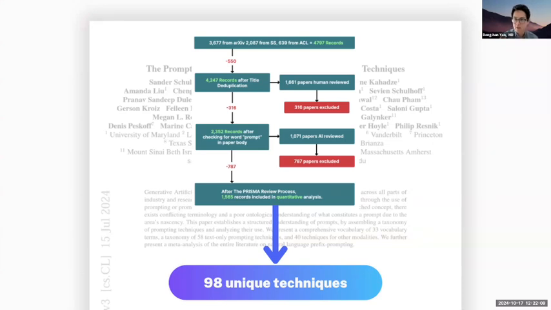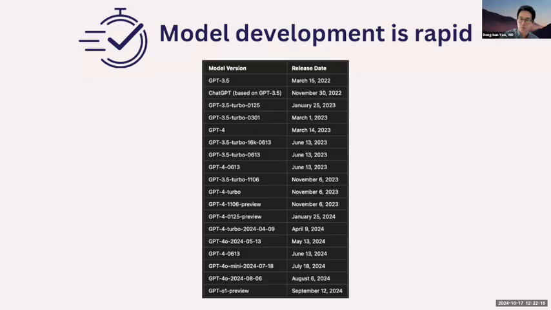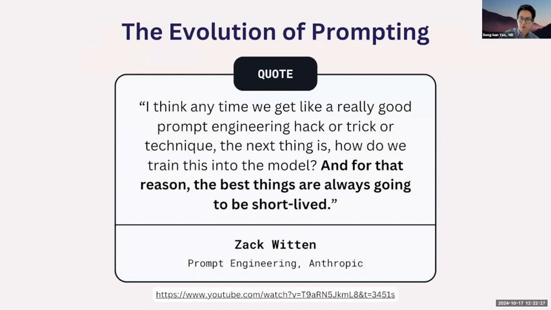Now, how important is it to know each of these techniques? Turns out, probably not really, and here is the reason why. For ChatGPT alone, in the last 2 years, there's literally been 18 different model releases, and with each and every single one of these releases, the capabilities improve and they change. So here's a particularly salient quote from someone that builds these frontier models.